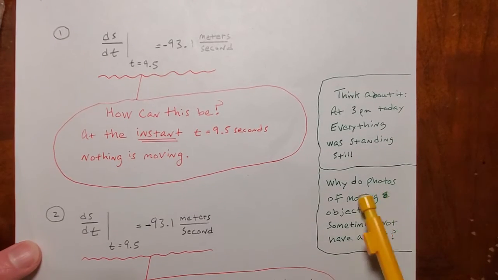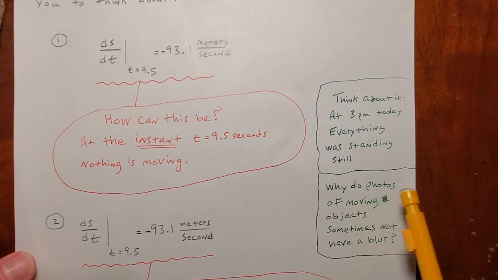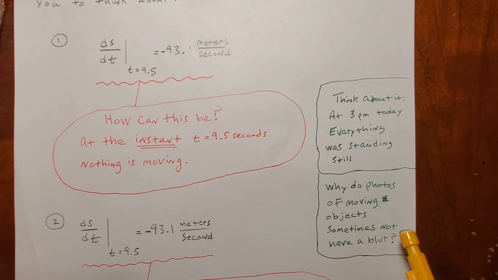Or if you imagine photos, if you take a photo of a moving object, sometimes there's a blur, but sometimes it looks perfectly still. It's kind of like that. Not exactly, but it's a little bit like that.